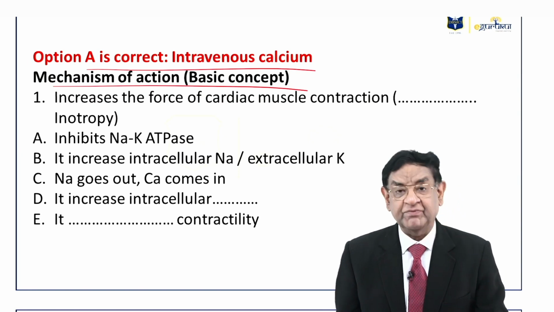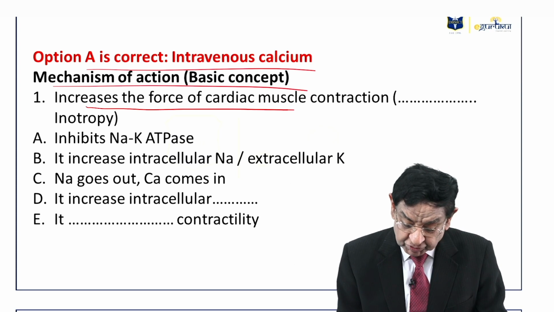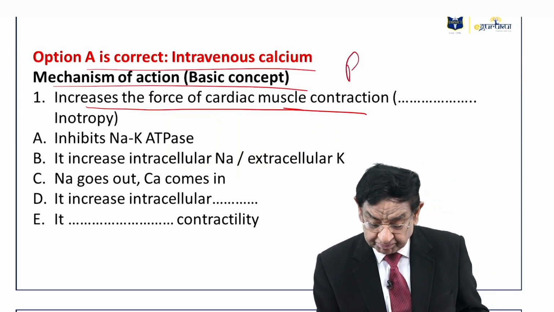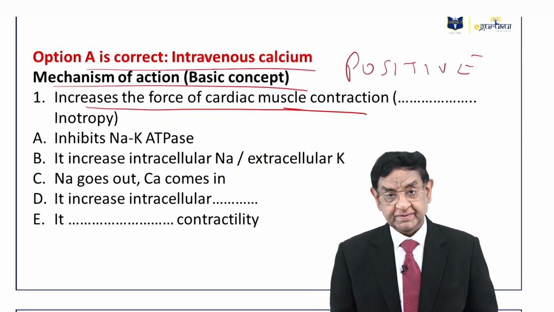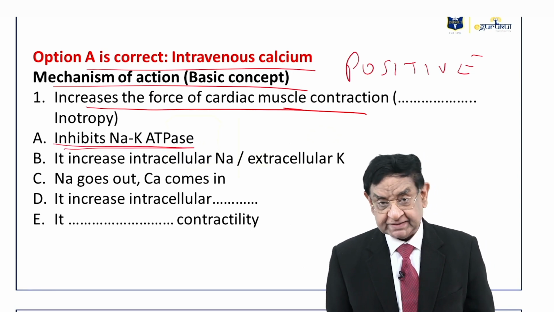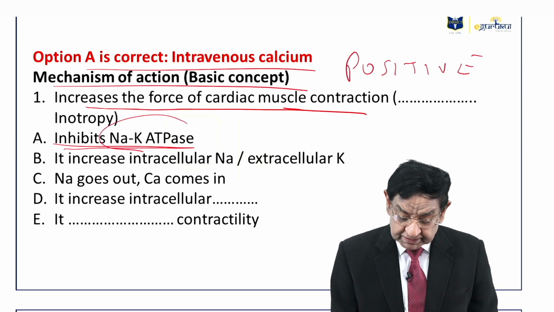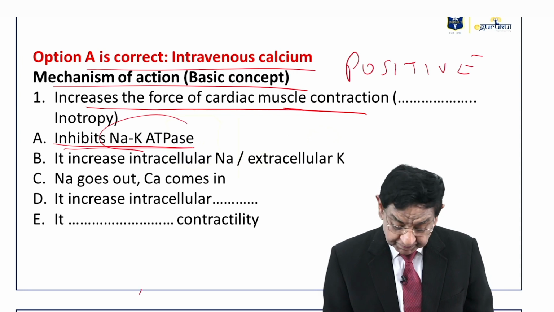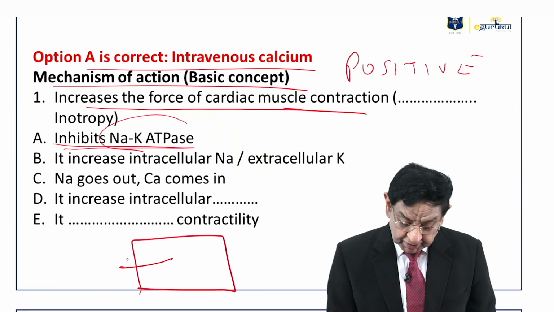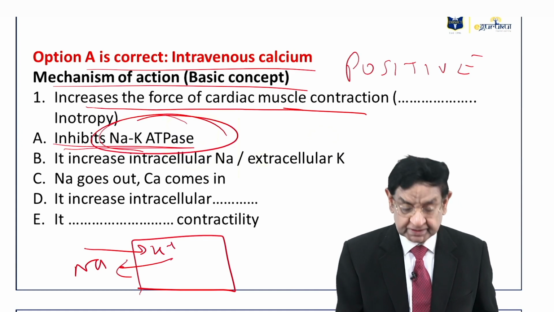What is the mechanism of action of digoxin? Then only you will understand. Digoxin increases the force of cardiac muscle contraction, that is, it has a positive inotropic effect. But how? What's the basic mechanism? It inhibits the sodium potassium ATPase enzyme. What is the purpose of this enzyme? In a cardiac cell, sodium goes out of the cell and potassium comes in. This is normal and is done by the enzyme sodium potassium ATPase.